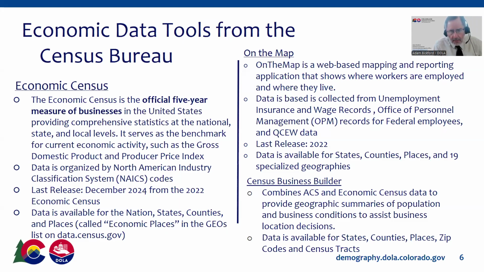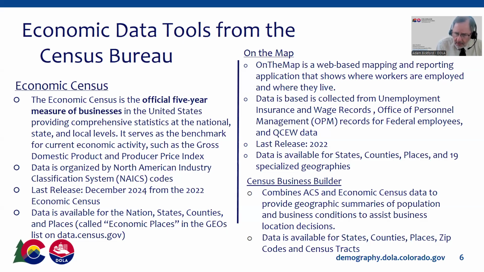The On the Map tool is a comprehensive commuting tool that reports where workers are employed and where they live. It combines data from multiple sources: unemployment and wage records, Office of Personnel Management data, and also the QCEW. The last release was the 2022 data, and this data set has probably the broadest set of geographies. There are 22 separate geographies, you know, states, counties, places, and then all kinds of other things. And we'll talk a little bit about that.